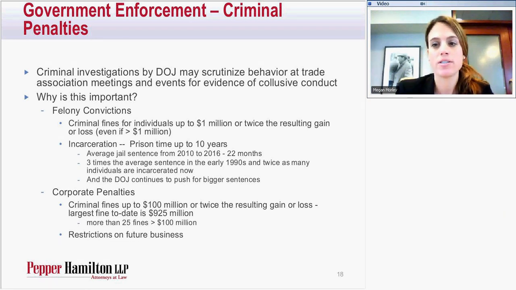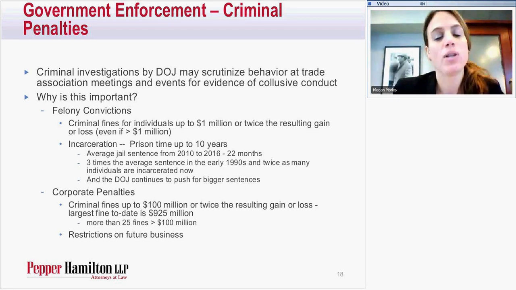And actually, the average jail sentence for those who have pled to violating the antitrust laws from 2010 to 2016 was 22 months. And that is 3 times the average sentence that occurred in the early 1990s. What we're seeing through the years is that the DOJ is seeking bigger sentences.